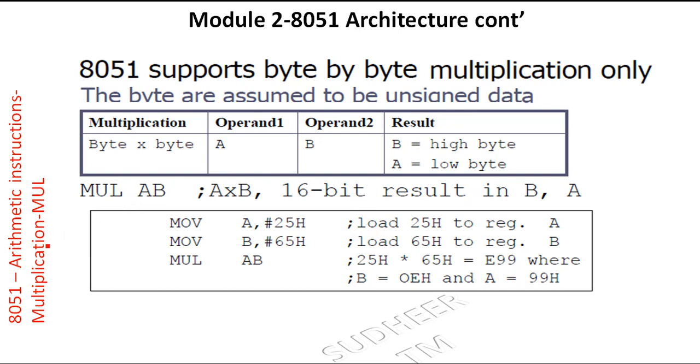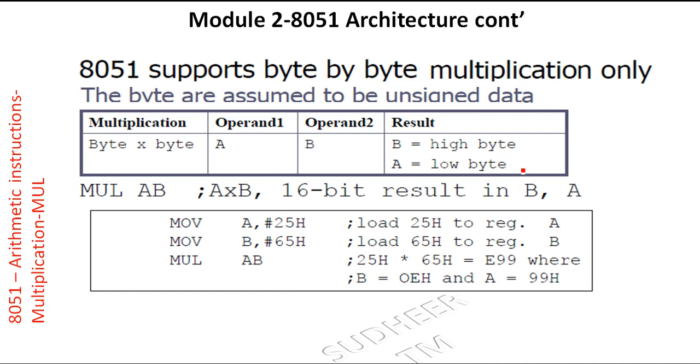Next, the multiplication instruction. So addition, subtraction, increment, decrement. The next type of arithmetic instruction supported within our microcontroller is multiplication. The 8051 supports byte by byte multiplication only. The bytes are assumed to be unsigned data, so signed positive and negative representation is not possible within this microcontroller. Whatever the number, it will treat it as a positive number.